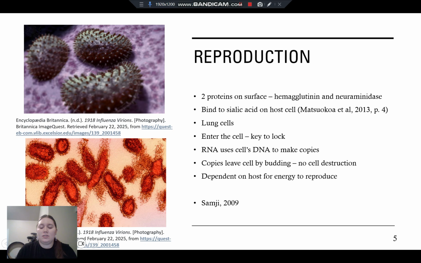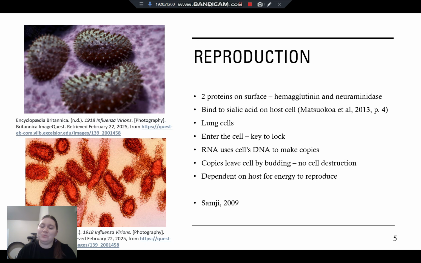And so when they want to enter a host cell, they go to attach. And on the host cell, there's these little things. They're called sialic acid, and so that's actually what those are going to bind to. The hemagglutinin is going to bind to the sialic acid, and that's like a lock to a key. It's going to allow the virus to enter the host cell almost undetected. And then it does like to enter lung cells.